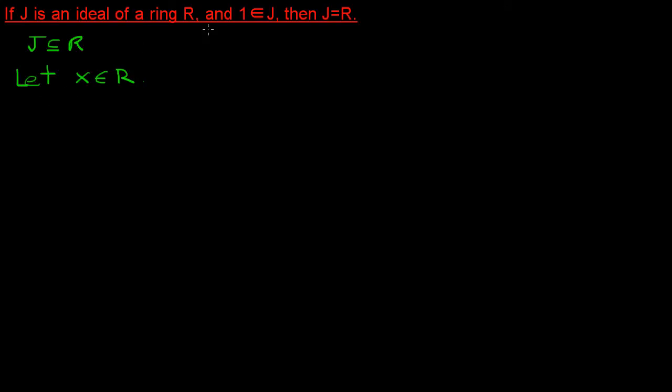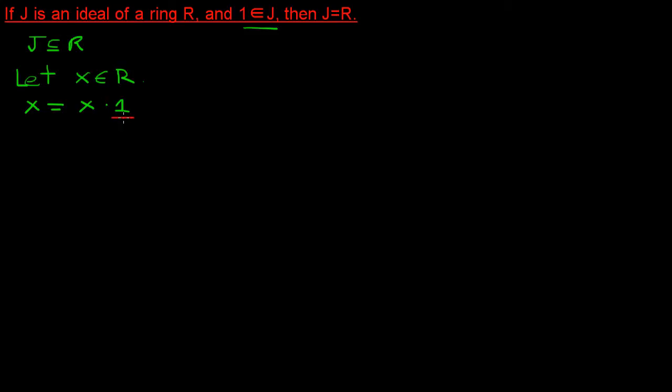Well, we're given that this is a ring with unity. So we could write X as X times 1, just from the definition of our unity element. Multiplying by 1 doesn't really change anything. But now we're also given that 1 is in J. And since J is an ideal, multiplying anything by an element of J is still going to be an element of J.